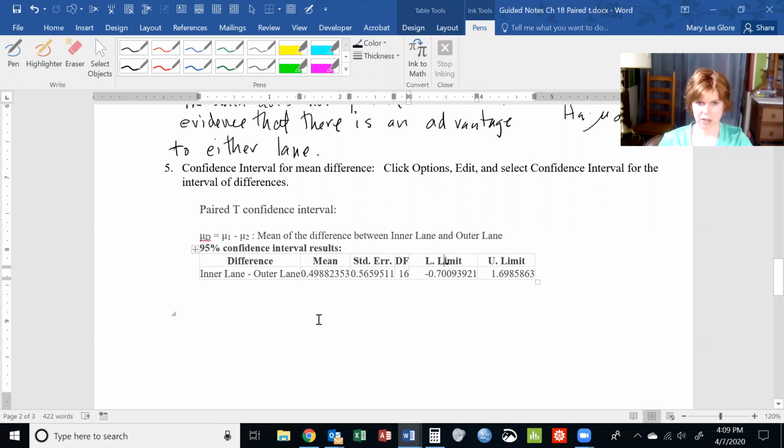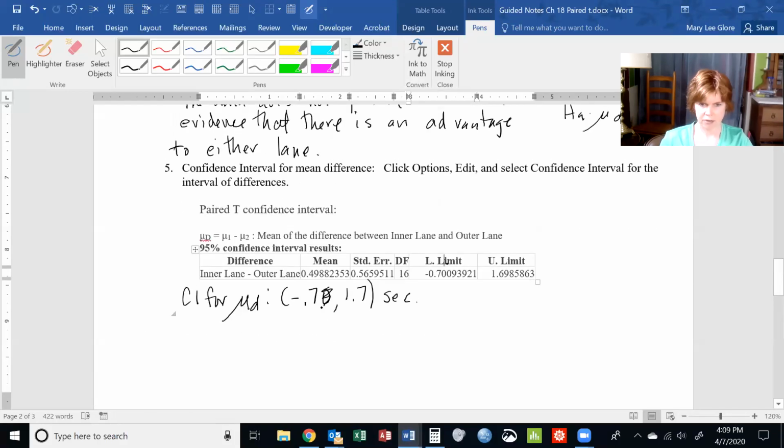Okay, so there's my lower limit and my upper limit. All right, so my confidence interval for the mean difference. This is really the advantage to the outer lane, but it's the difference between the average inner lane minus outer lane time: negative 0.70 seconds to 1.70 seconds. Well, might as well get rid of the 0, just 1.7 seconds. All right, so what is the interpretation for that?